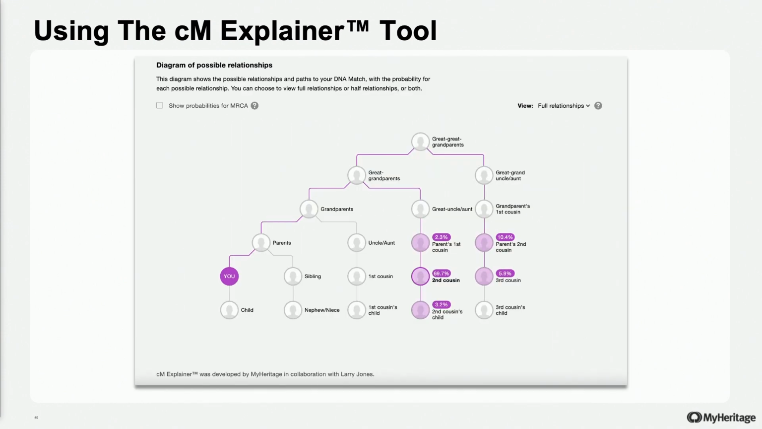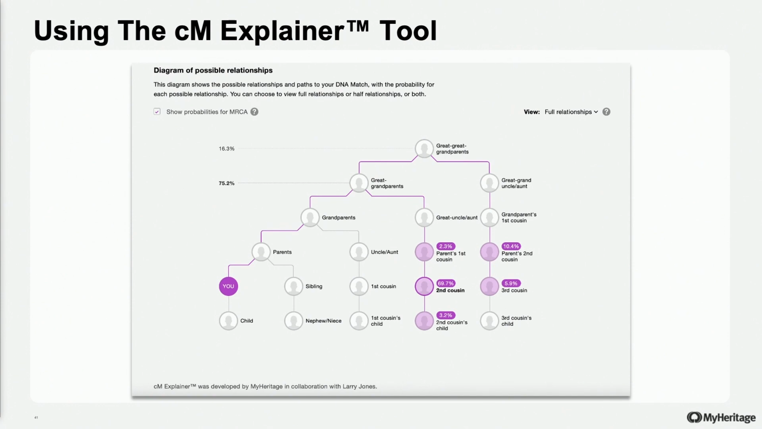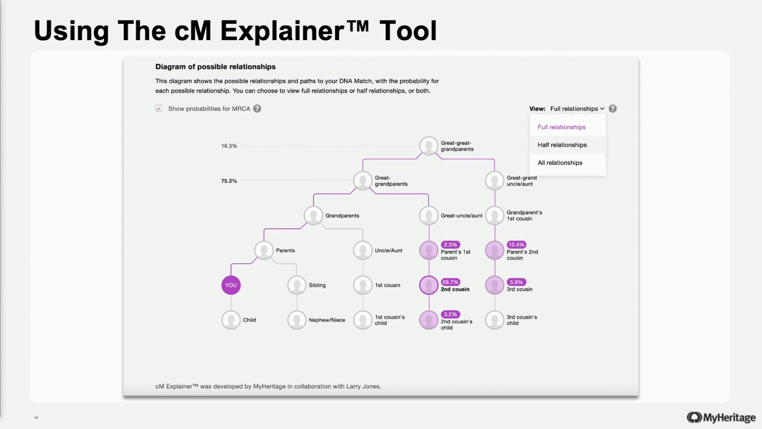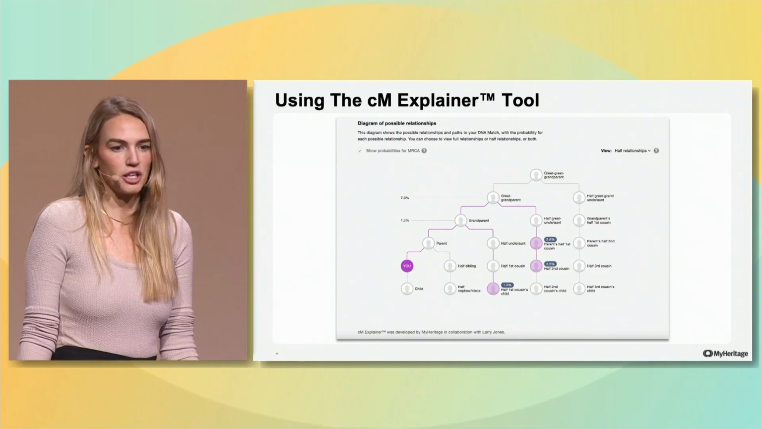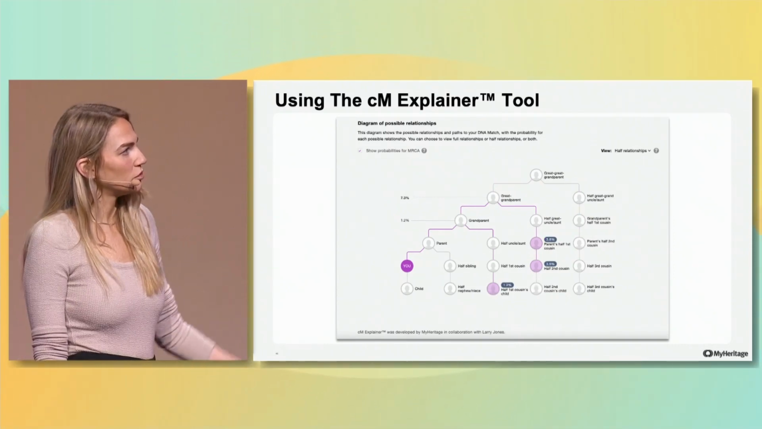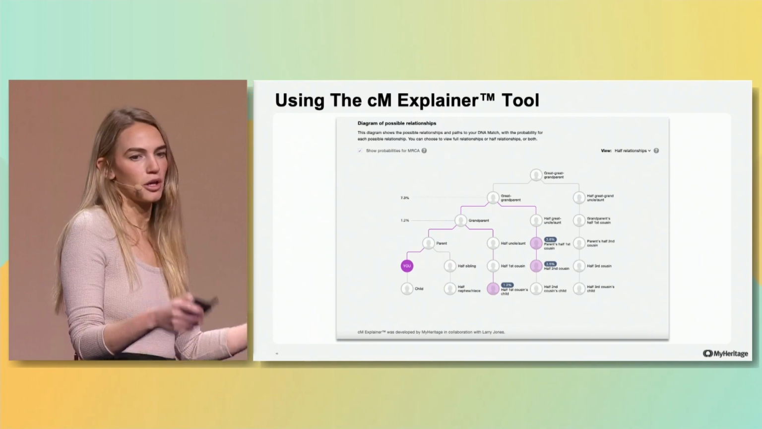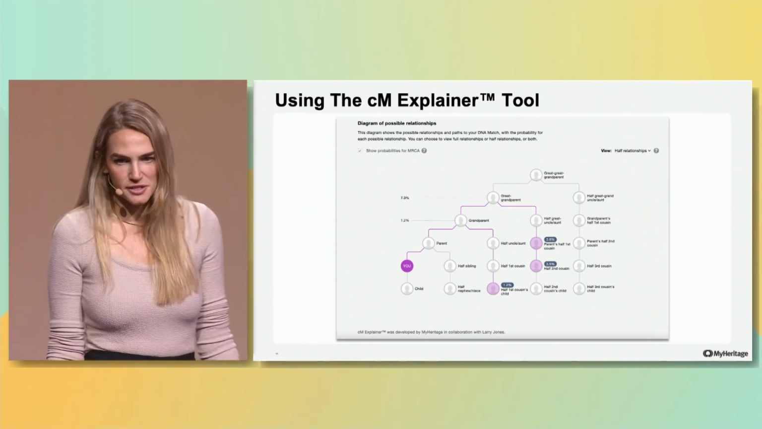When you scroll down, you will also be able to see the diagram. You'll be able to see the percentages of each relationship. And you can also view the probabilities for the most recent common ancestor. So the CM Explainer tool can pinpoint you to the probabilities of the possible relationship, but also to the probability or the likelihood of the common ancestor with the match. And you can see it here. I can also switch to half relationship in that case, as we saw in the DNA match page. And I can view the half relationship, the path to them, the common ancestor, which will be single in that case.